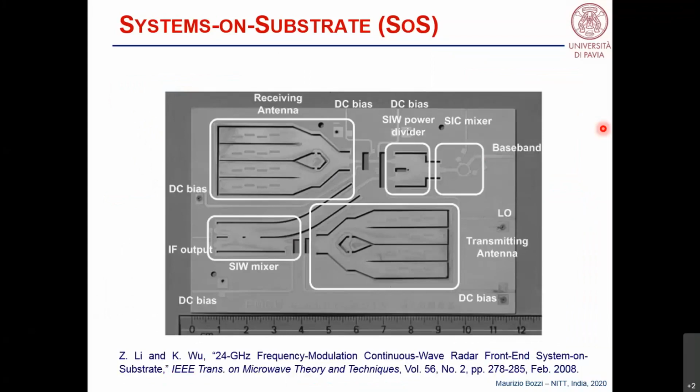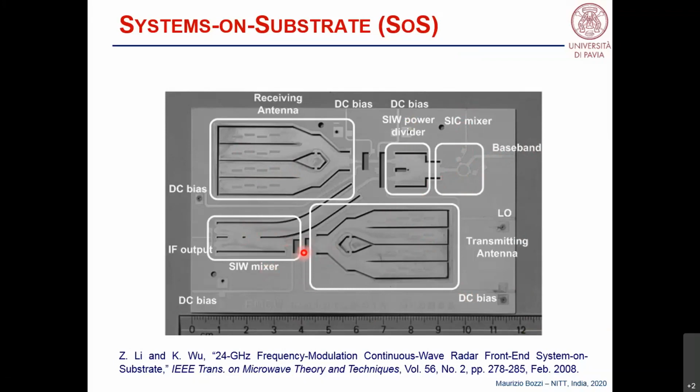This figure is an example I like very much because it reports a complete FMCW radar in SIW technology. This was proposed by the group of Professor Ku more than 10 years ago. And you see that in one single piece of substrate, there are two antennas, one for receiving and one for transmitting, a mixer, a power divider, a microstrip rat race structure, some baseband lines or IF lines, DC bias, and so on. And of course, on top of this structure, you can mount the active devices.